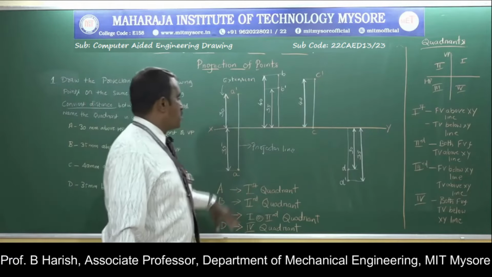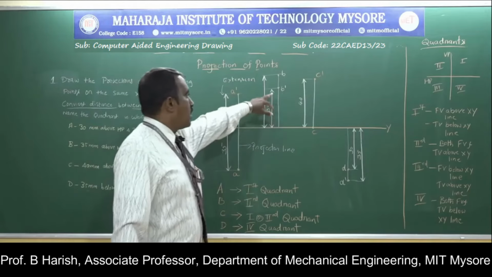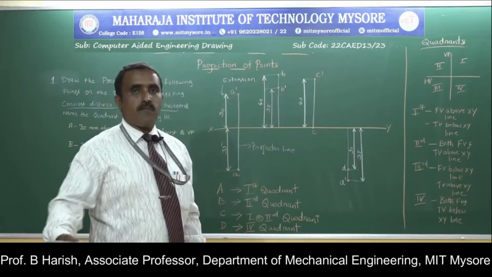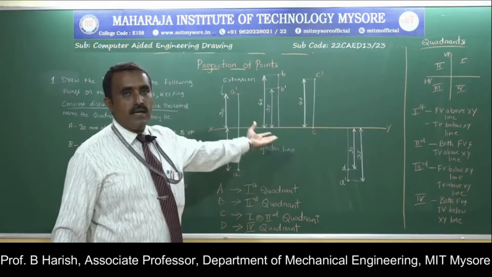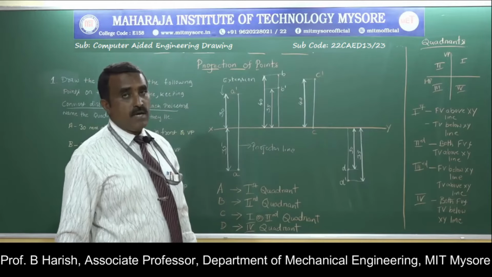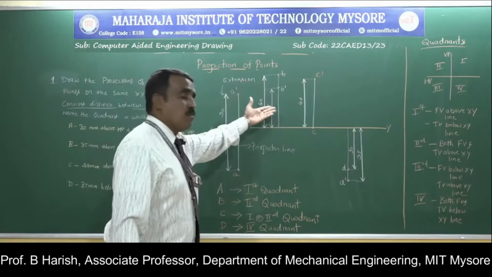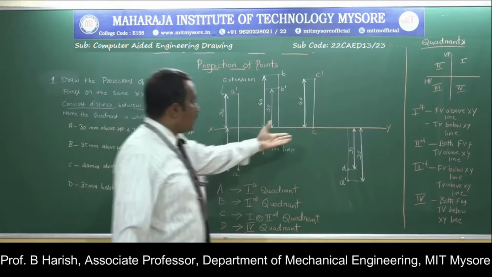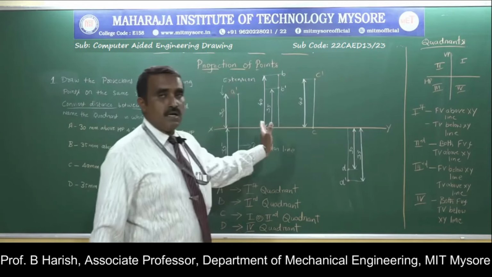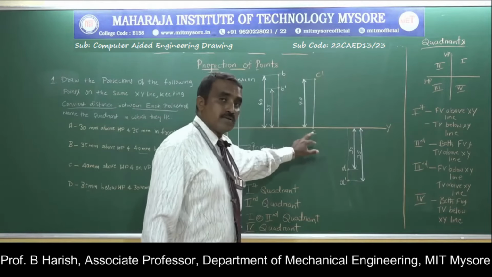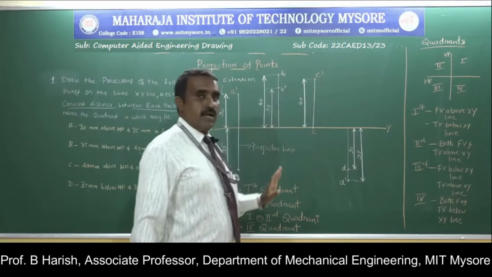Come to the second point. Both the top and front views are above the XY line. Only when the point is in the second quadrant can we come across this type of condition, where the top view and front view are both above the XY line. Since both are above the XY line, point B is in the second quadrant. Come to the third point. This is once again not a regular case, where the top view is on the XY line and the front view is above the XY line.